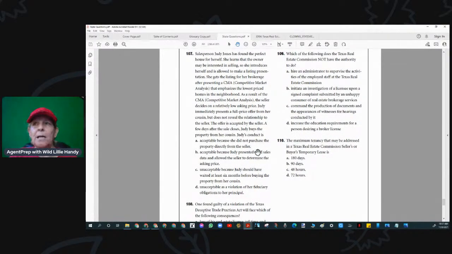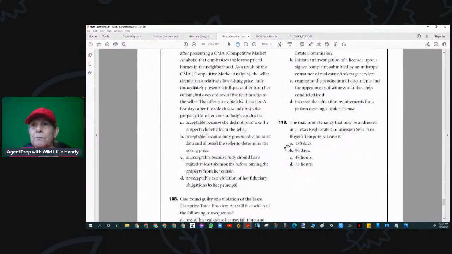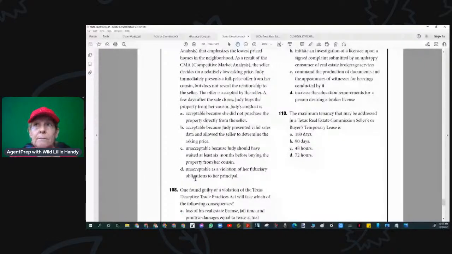A, acceptable because she did not purchase the property directly from the seller. B, acceptable because Judy presented valid sales data and allowed the seller to determine the asking price. C, unacceptable because Judy should have waited at least 6 months before buying the property from her cousin. Or D, unacceptable as a violation of her fiduciary obligations to her principal, to her seller, to her client.